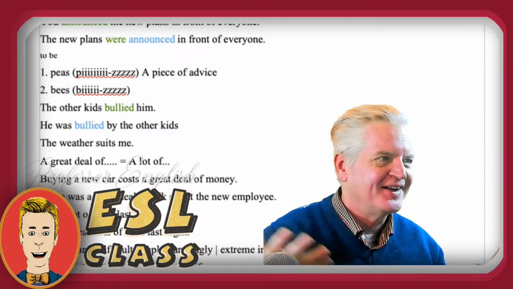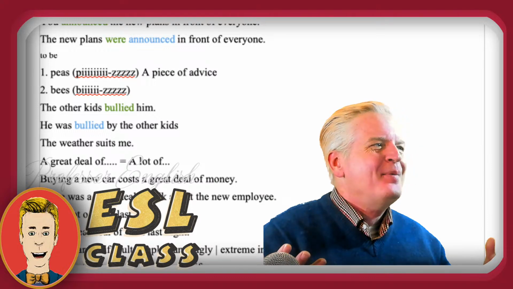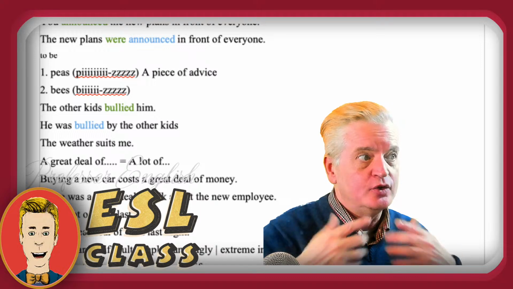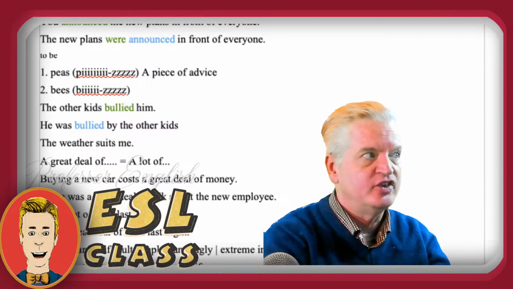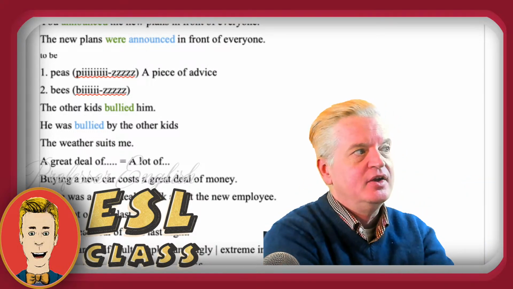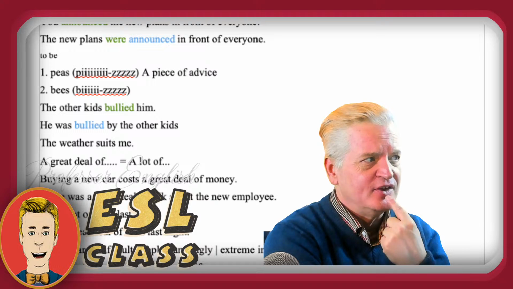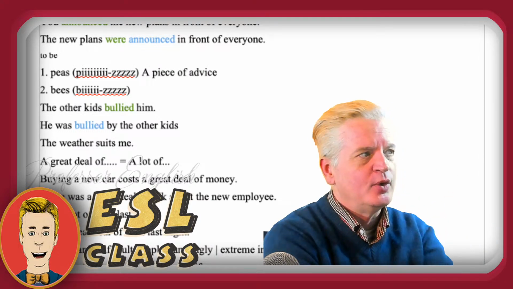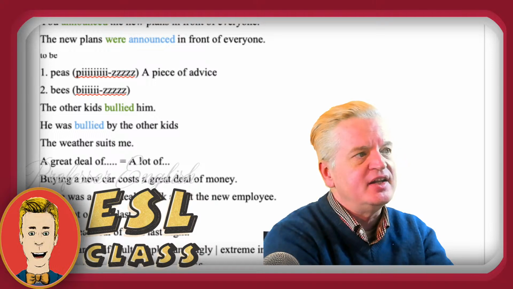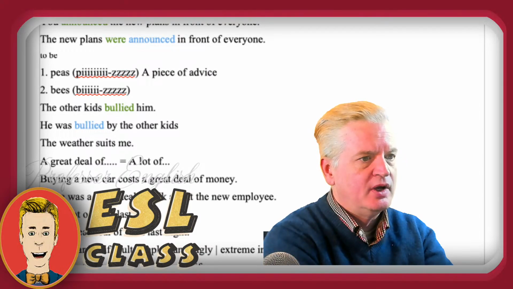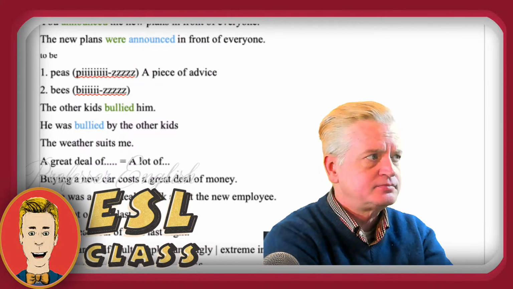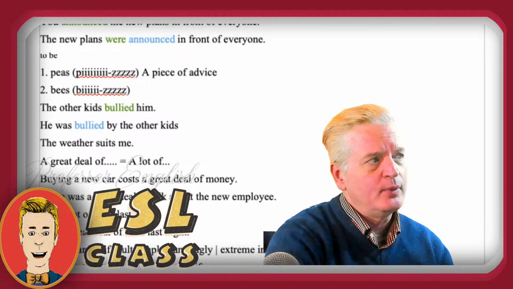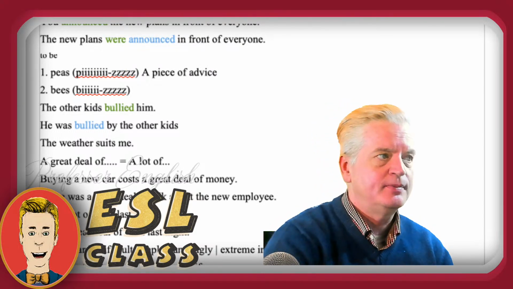So number 1, peas. I'm exaggerating for you. Peas. And number 2, bees. You eat the air, you don't push it out. Bees. So it's exactly the same physically, except one you spit out and one you eat. Number 1, peas. Number 2, bees.